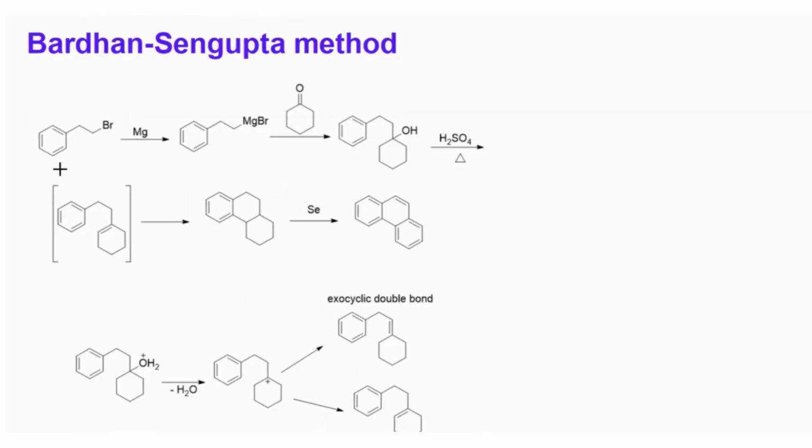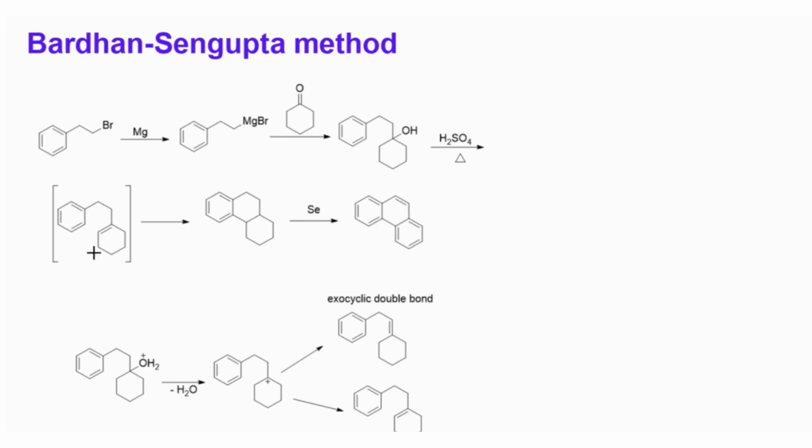You take this phenylethyl bromide and react it with magnesium to convert it to a Grignard reagent. We know that the Grignard reagent and this carbonyl compound will undergo nucleophilic addition, so we get this kind of alcohol product. Then dehydration of this alcohol, which is a tertiary alcohol, gives this intermediate, and this intermediate is cyclized to get this skeleton.